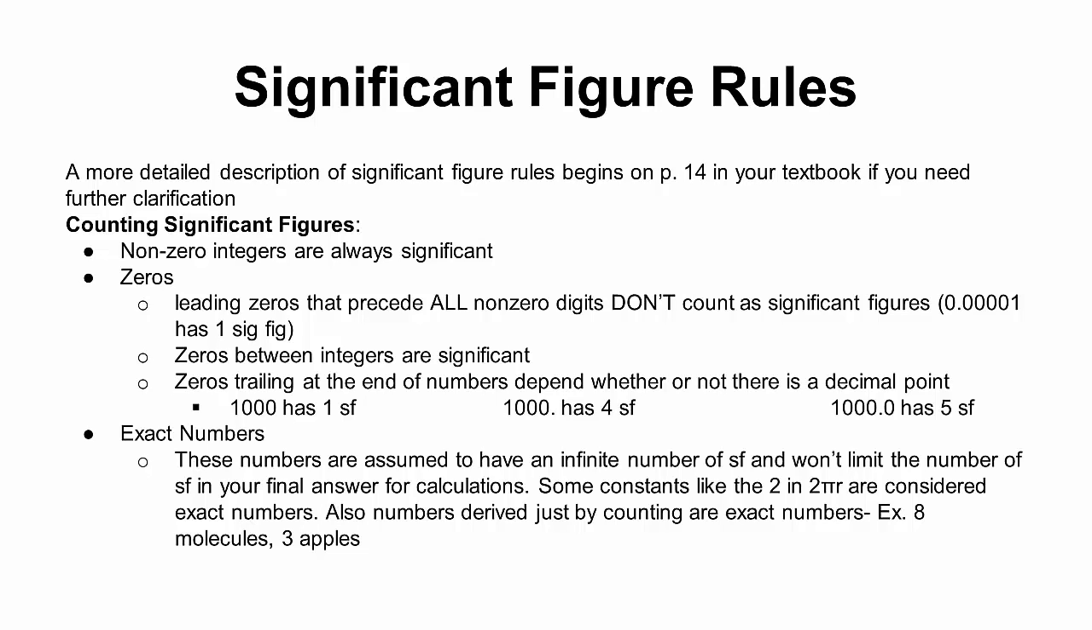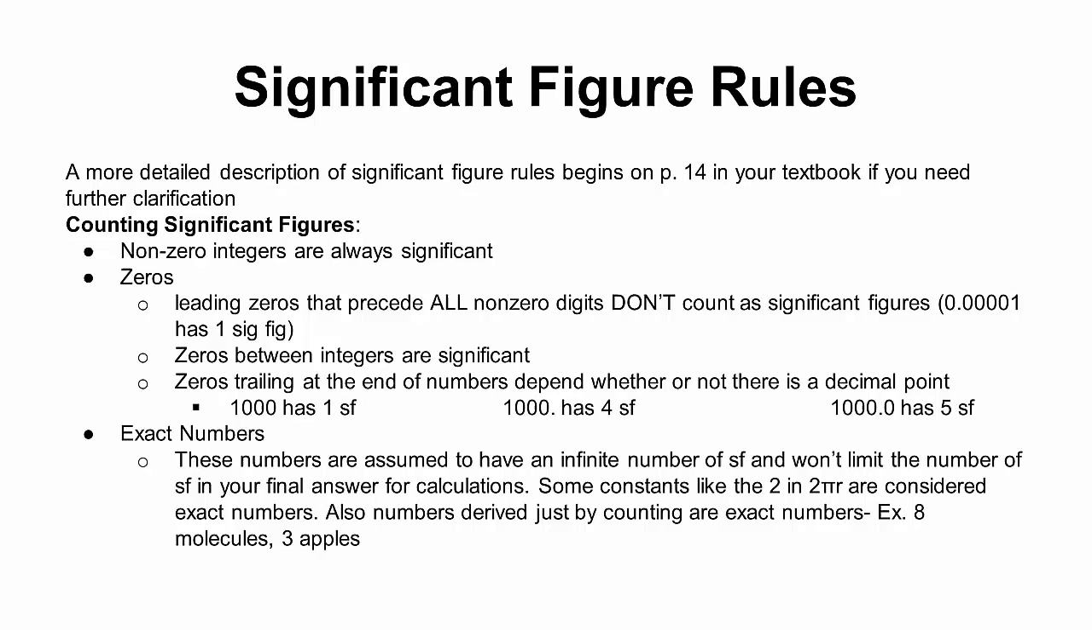Zeros trailing at the end of numbers depend on whether or not there is a decimal point. 1000 only has 1 sig fig. However, if there's a decimal point at the end, it has 4. 1000.0 has 5 sig figs.